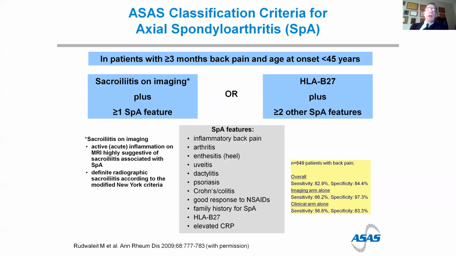And they could either have the so-called imaging arm, which was circulated by imaging. Remember I said before that ankylosing spondylitis is a subset of axial spondyloarthritis. So it would be sacroiliitis on imaging, which could either be on MRI or on standard radiographs, plus one of these spondyloarthritis features you see in the gray box, or being B27 positive and having at least 2 of those features. The imaging arm had an okay sensitivity, a very good specificity. The clinical arm, we can see the sensitivity and the specificity there.